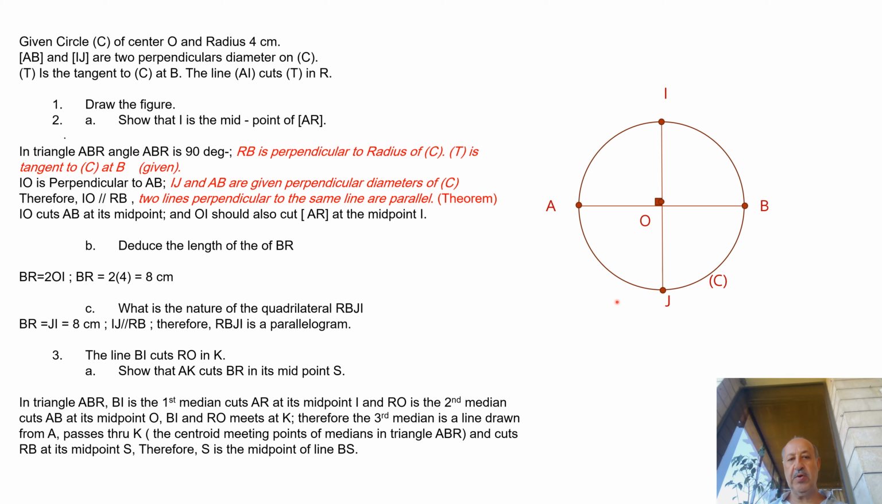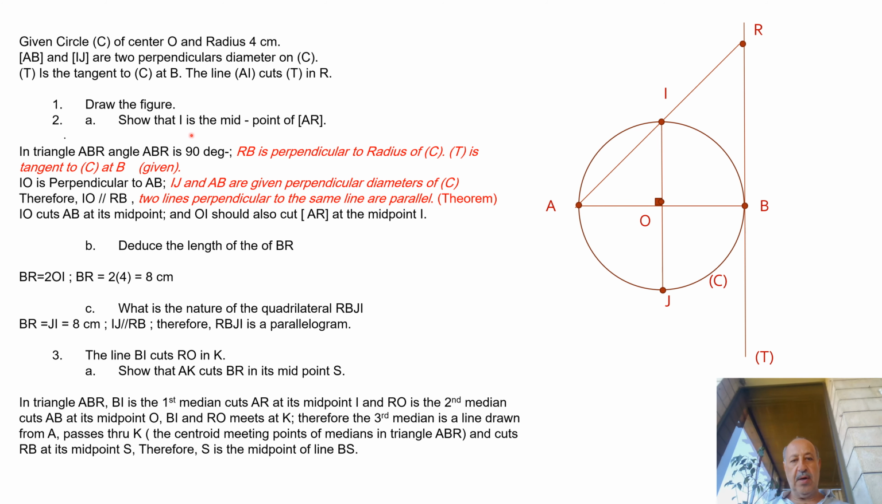T is the tangent to C at B. Let's draw the tangent. This is the tangent passing through B. And the line AI cuts the tangent T in R. This is the line that starts from A through I and extends to cut the tangent of the circle C at R. So this is AR. Okay, so this is the figure.